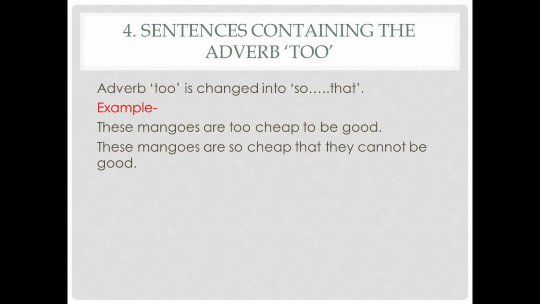Example, he is too old to work hard. He is so old that he cannot work hard. So the sentence is in present tense, so we have used cannot, and if the sentence were in past tense, then we would be using could not.